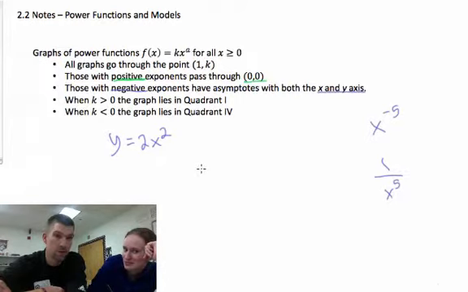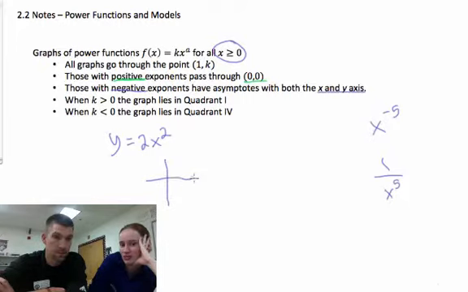Y equals 2x squared for this particular setup, because it says x is greater than or equal to 0. So it's just wanting us to look at the right half of the graph, and we all know this is a parabola with a vertical stretch of 2. If we're just looking at x greater than or equal to 0, then yes, that is only in the first quadrant.